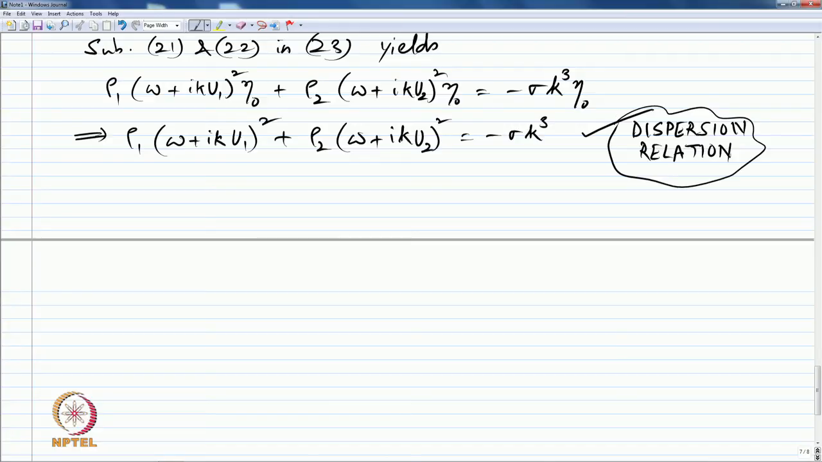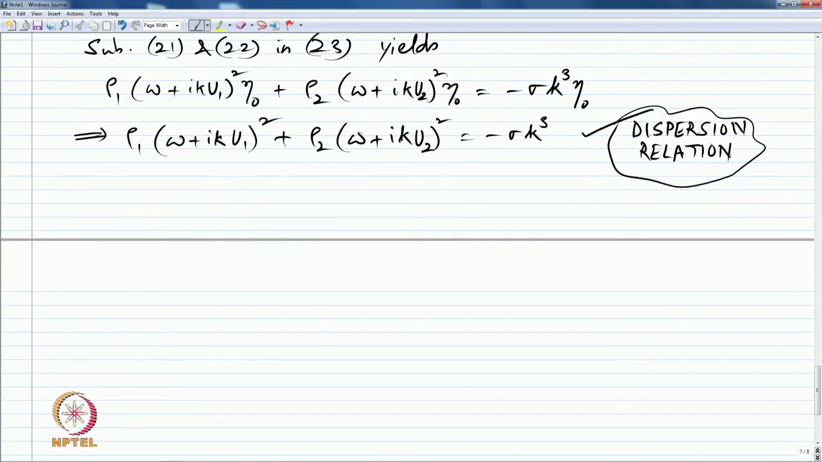This is important. Essentially, what we have done is we found a condition that is written kind of nice and elegant here, that rho 1 omega plus I k u 1 squared plus rho 2 omega plus I k u 2 squared equals minus sigma k cubed. For a given k, we can use this equation to find omega. You notice that I have a quadratic equation in omega. So, for each k value, of course, given u 1 and u 2, rho 1 and rho 2, you have two roots in omega.